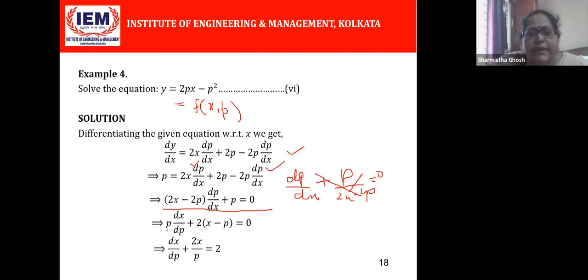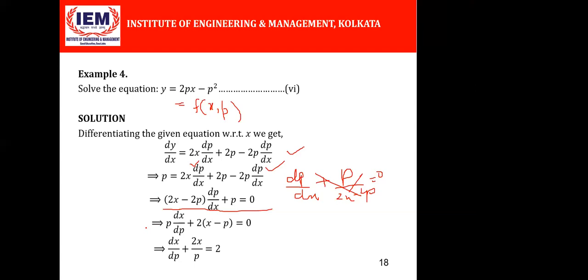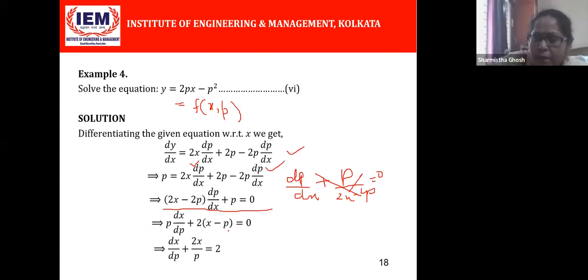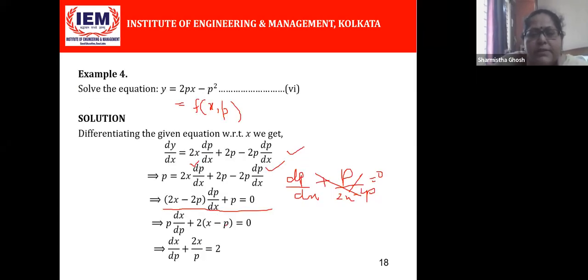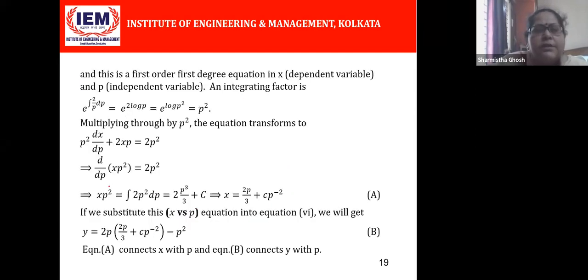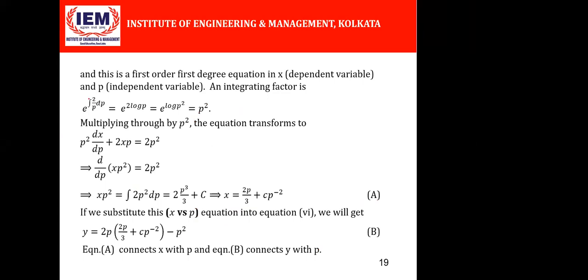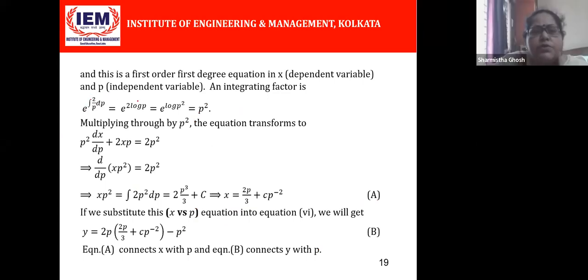I hope everybody can see that this is a linear equation in x, where x is the dependent variable and p is the independent variable. To solve it, what is the integrating factor? Everyone knows. The coefficient of x is 2 by p, isn't it? So the integrating factor is e to the power integral 2 by p dp. So it's 2 log p, and finally it comes out to be p squared. This is a very standard procedure which all of you know how to solve.